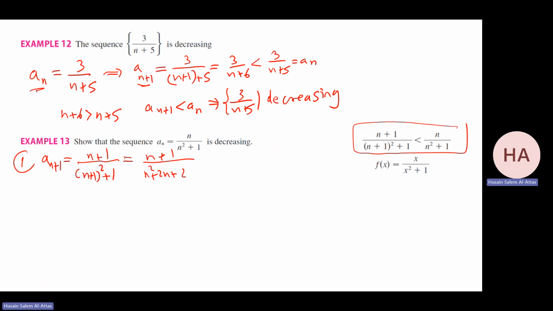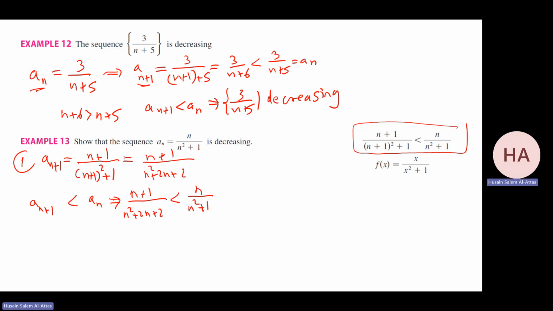I need to compare a(n+1) and a(n), less than or greater than. Actually, I'll prove it's decreasing, so it will be less than. I'm sure it will be less than. You can do it either way, but until you get the answer, then you can do it backwards. So I have (n+1) over n squared plus 2n plus 2. I assume it's less than this.